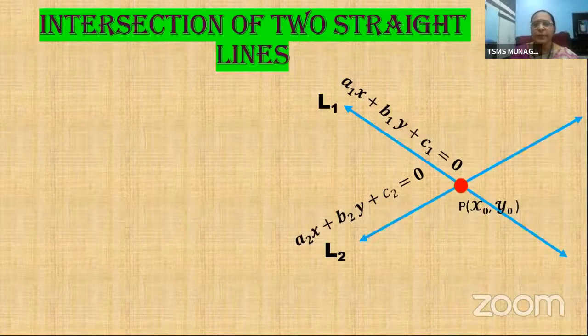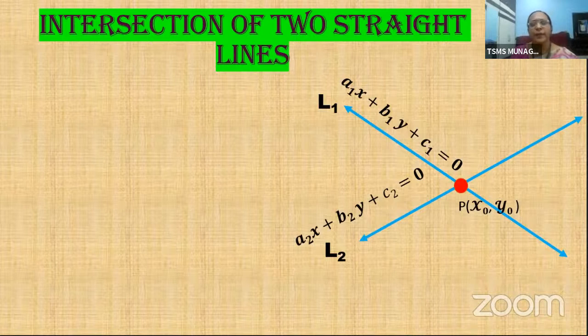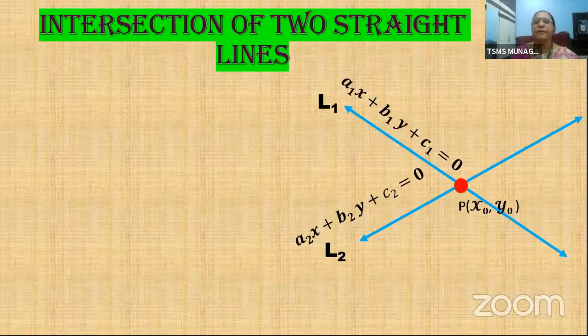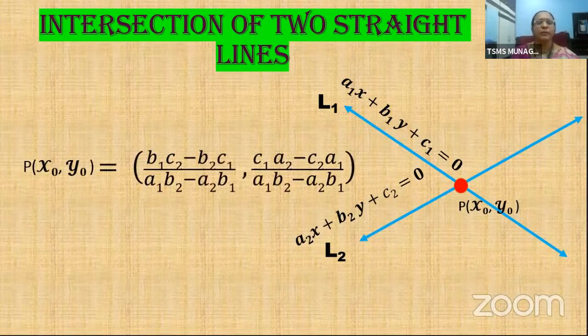See, there are two different methods. Obviously, these are two linear lines. So you can simply solve this pair of lines which you have learnt in your 10th class. Even you have drawn graphs to solve these equations. So here we have another method, that is we directly substitute in this formula. So to get the point of intersection, we use this formula b1c2 minus b2c1 by a1b2 minus a2b1 and c1a2 minus c2a1 by a1b2 minus a2b1. This is the formula to find the point of intersection of two straight lines.